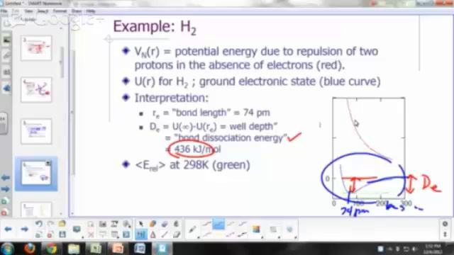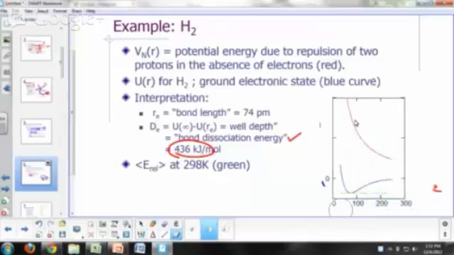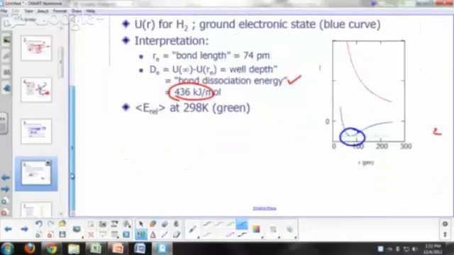Now, this green curve that you see here, and this green line down here, okay. Let's see. Okay, can you see better? Okay. That green line is the average kinetic energy of molecules, translational kinetic energy of particles at 298 Kelvin.